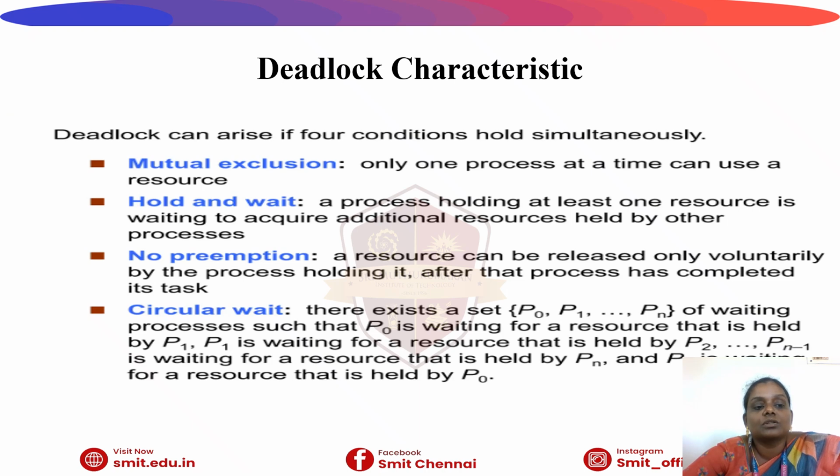That is hold and wait. And no preemption. No preemption is nothing but a resource cannot be taken forcefully. For example, you cannot take back a car key by force from someone. That is no preemption. In circular wait, a circular chain of waiting exists. For example, person A waits for B, B waits for C, and C waits for A. This is called circular wait.